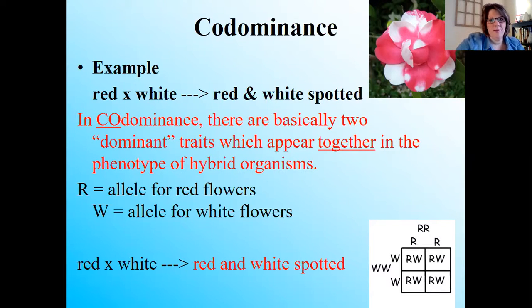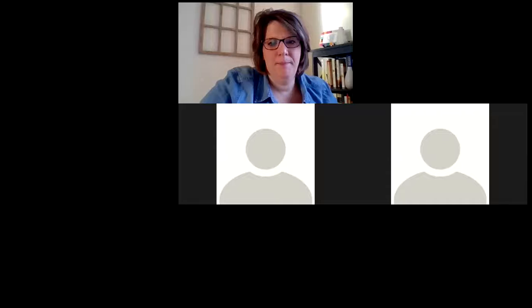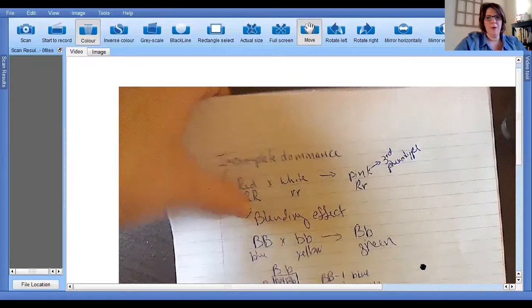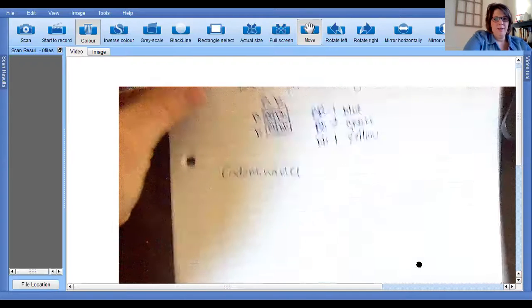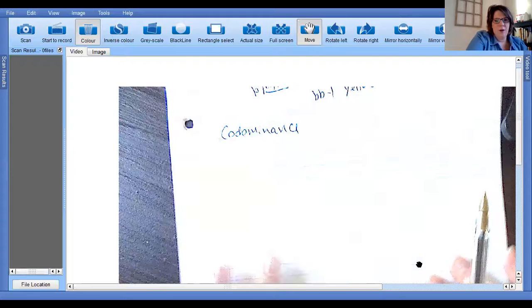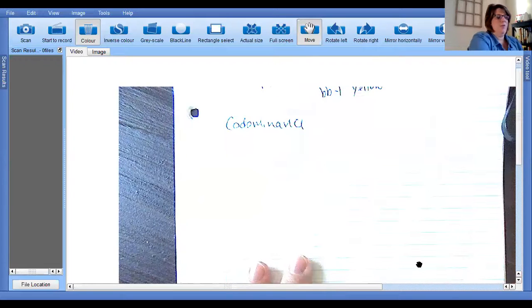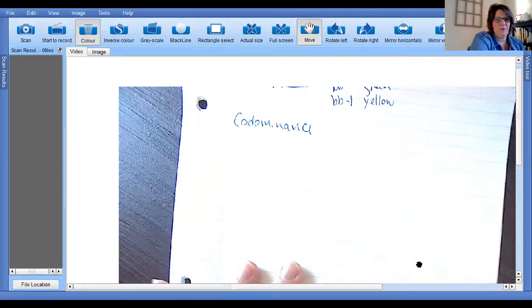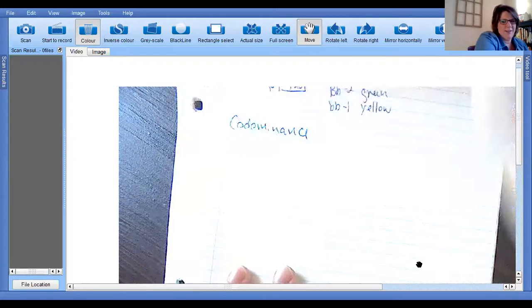So I'm going to jump back over to my document camera. Sorry, back and forth here. And we'll look at a few examples of codominance. So with codominance, gosh, there's a weird glare always on this thing. I guess I need to move away from the window. Can you guys see that okay?